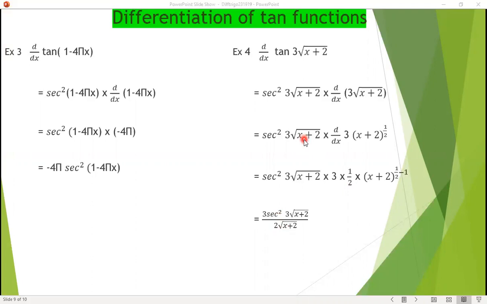So let us go over it again. Differentiation of tan 3 square root x plus 2 is sec squared 3 square root x plus 2 multiplied by the differentiation of 3 square root x plus 2. So the final answer is 3 sec squared 3 square root x plus 2 upon 2 square root x plus 2.